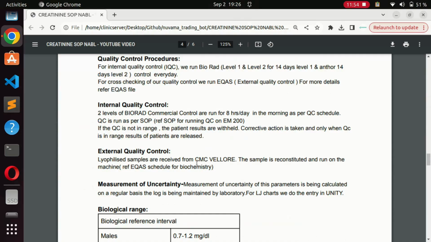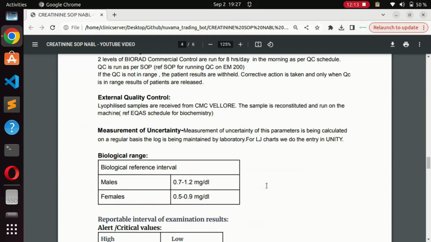We then come to external quality control, which they mentioned as EQAS. So lyophilized samples are received from CMC Vellore. CMC Vellore is an institute in South India, which is a nodal center for EQAS programs. The sample is reconstituted and run on the machine. So this is the EQAS schedule for biochemistry. There seems to be another SOP for that.